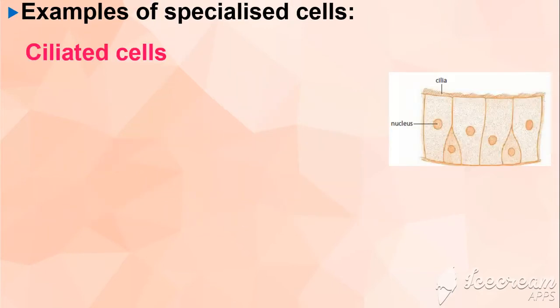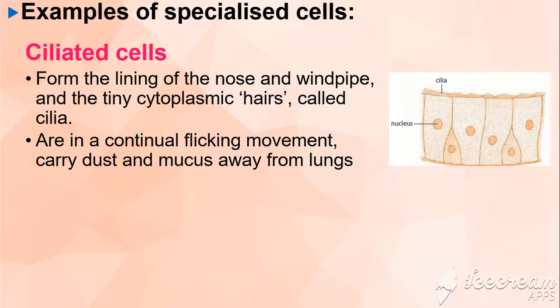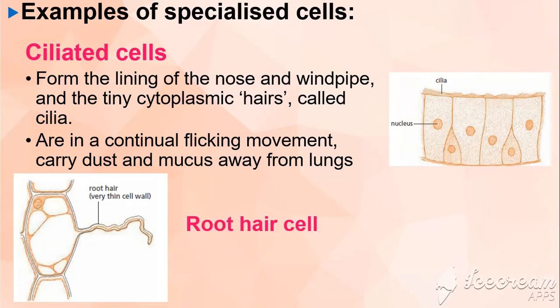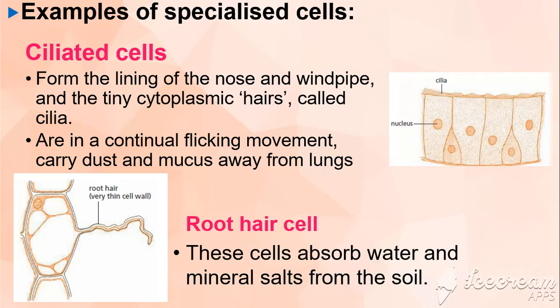Ciliated cells form the lining of the nose and windpipe, and the tiny cytoplasmic hairs, called cilia, are in a continual flicking movement, which creates a stream of fluid that carries dust and bacteria through the bronchi and trachea away from the lungs. Another specialized cell, the root hair cell, absorbs water and minerals from the soil.